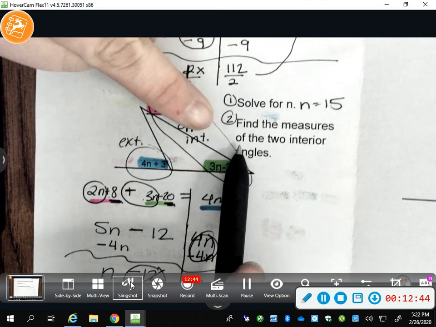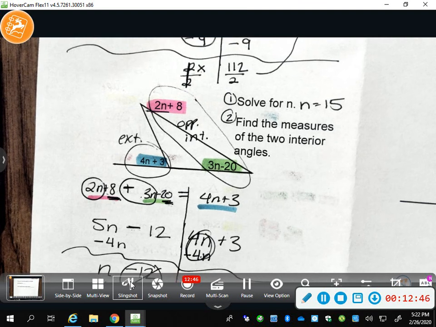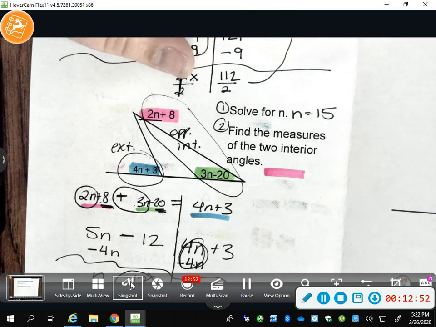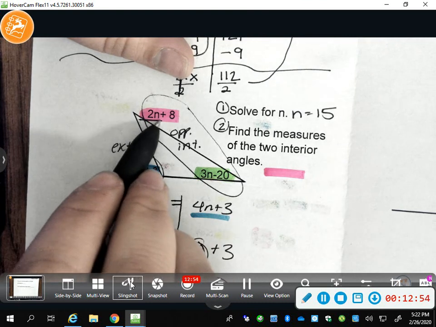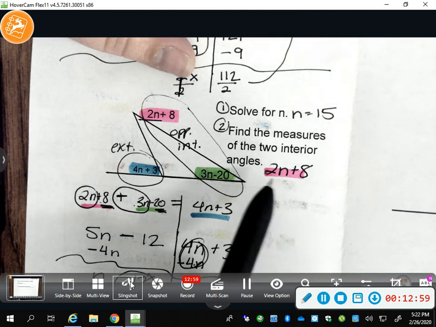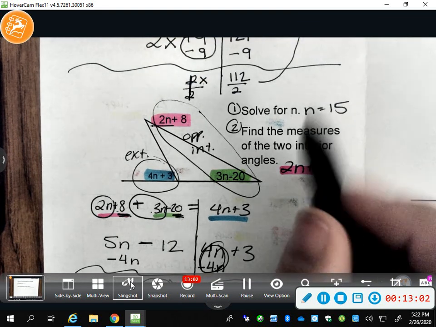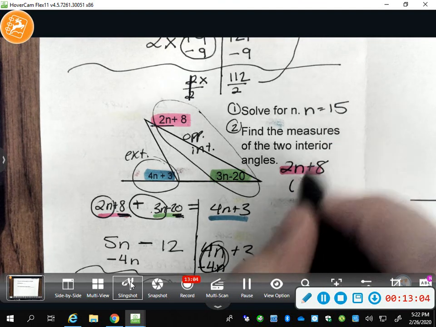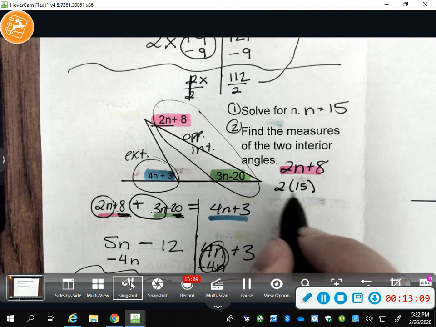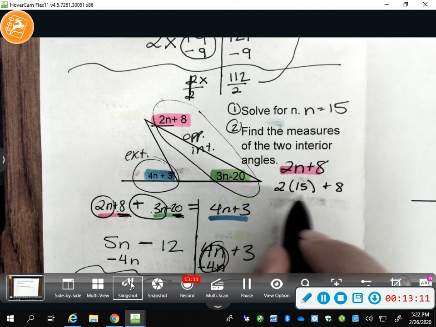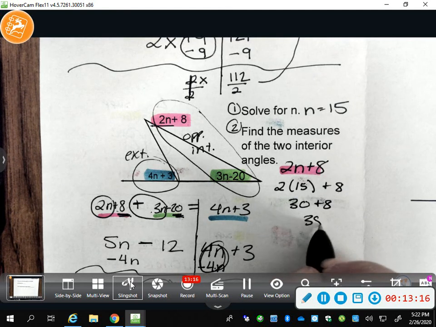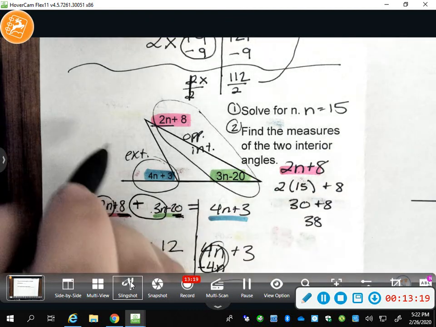Okay. The second thing we were asked to do is find the measures of the two interior angles. Let's look at the pink angle first. The pink angle had a measure of 2n plus 8. Now we know the value of n, though. Instead of writing n, I can replace it with 15. So instead of 2 times n plus 8, I'll have 2 times 15 plus 8. 2 times 15 is 30. 30 plus 8 is 38. So the value of the pink angle is 38 degrees.